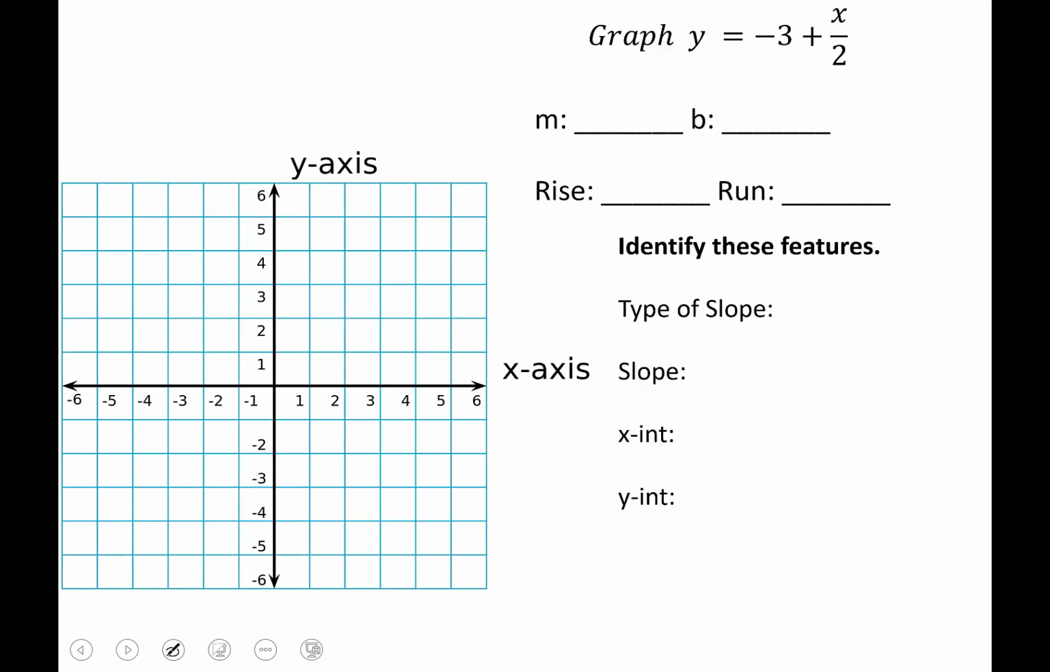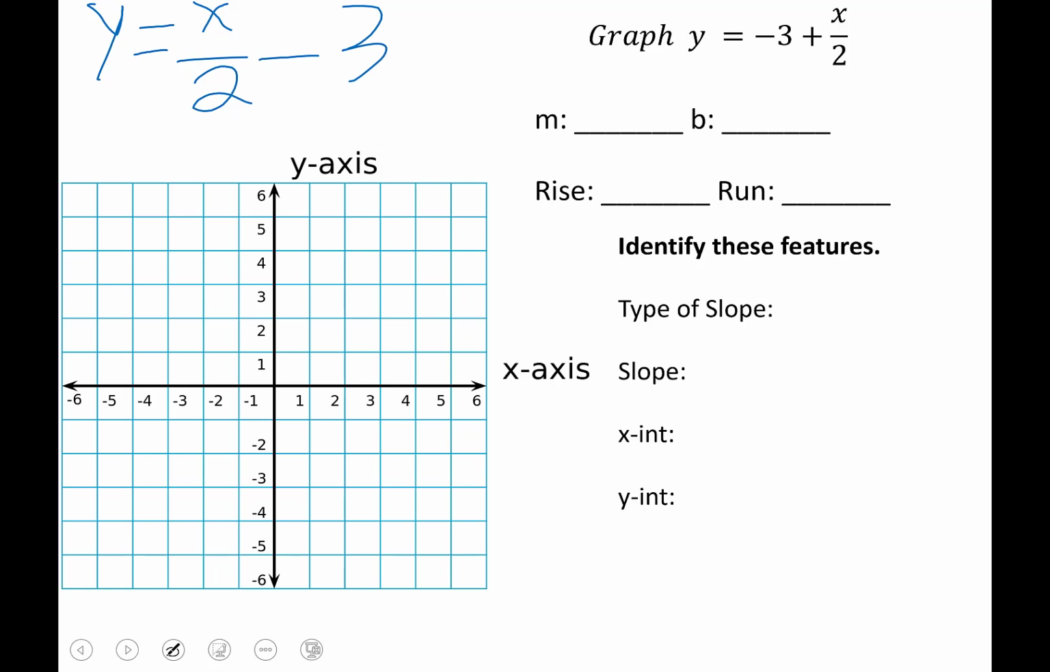I've got y = -3 + x/2. Well, we need to pick out our slope and our y-intercept. This one's going to be a little trickier because it's not written in our typical slope-intercept form. So I'm going to rewrite it. It's going to be y is equal to, I want my x first, so I'm going to flip my x/2 and my -3. So y = x/2 - 3.